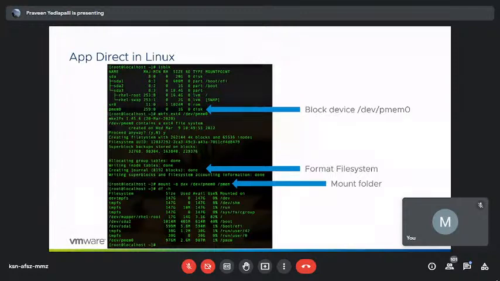If you are running a database or if you're running a game, you can put all your data on that folder, and everything is coming from the PMM device. It's writing into PMM, reading from PMM. So all your operations will be very fast, even compared to a fast NVMe SSD. It will be much faster. I'll show how much faster it is compared to a fast SSD. So this is Linux. This is how you configure PMM in Linux and use it.